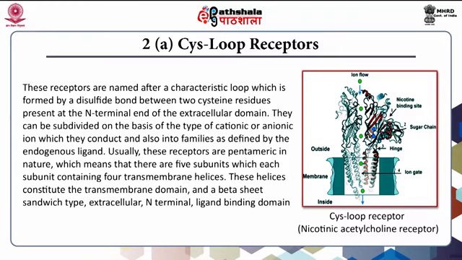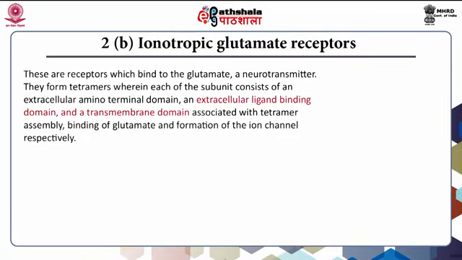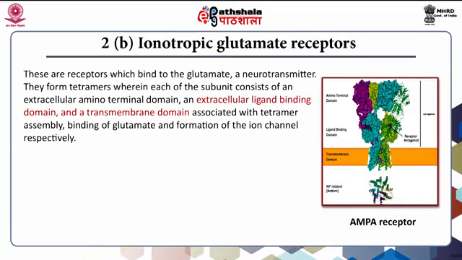These helices constitute the transmembrane domain and a beta sheet sandwich type extracellular N-terminal ligand binding domain. The figure shows the nicotinic acetylcholine receptor, which is a type of cysteine loop receptor. These are the receptors which bind to glutamate, a neurotransmitter. I hope you all know what a neurotransmitter is. These are chemical messengers that transmit impulses across the neuron.